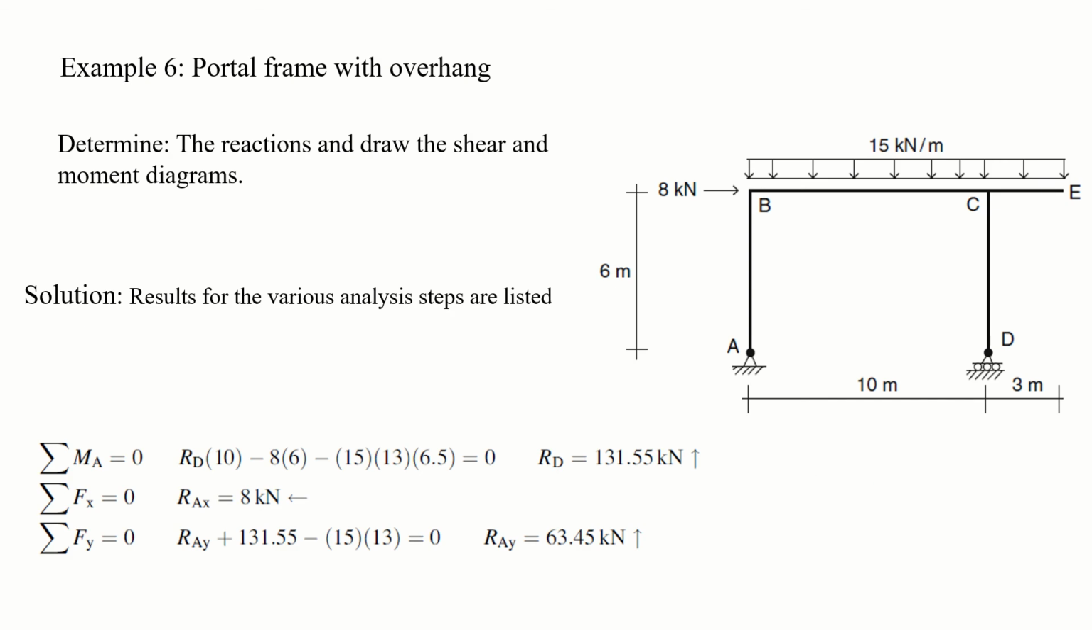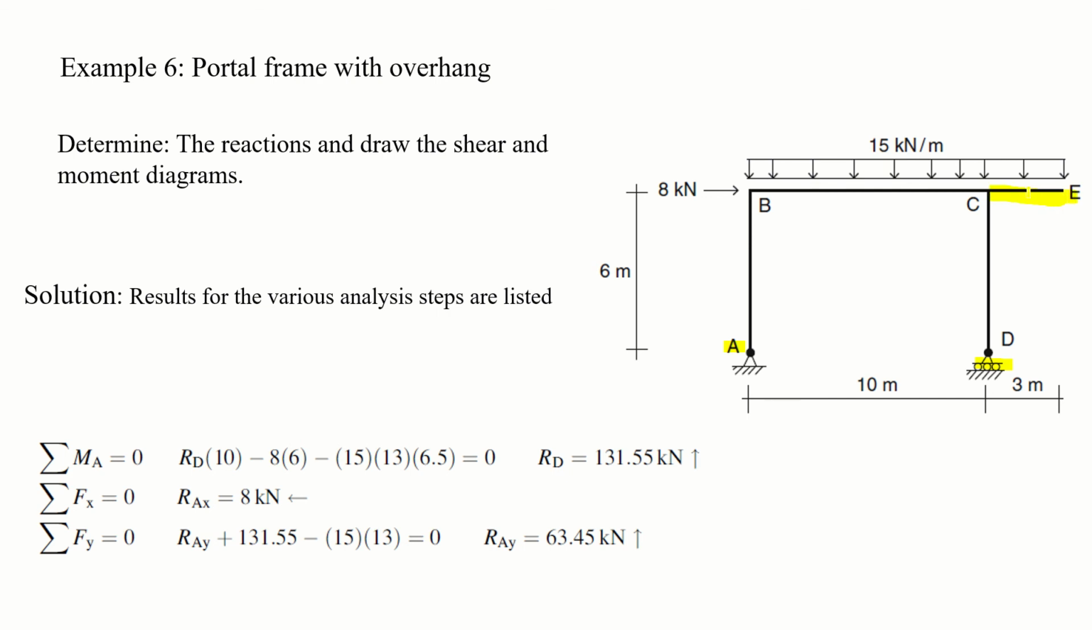Now moving forward to the last example, and this is called a portal frame with overhang. See, this is a similar frame to previous examples, for example example 4, but the only difference is that you have A, B, C and D, the same frame configuration. A is your hinge, D is your roller, but you have a small portion CE, which is the overhanging point.